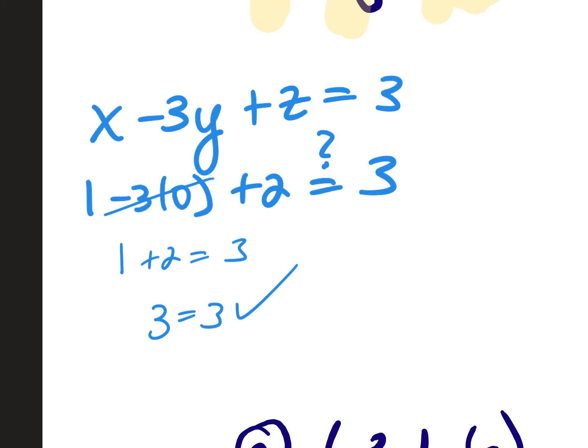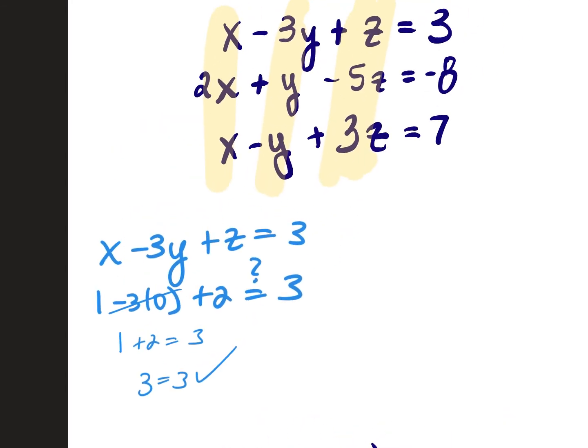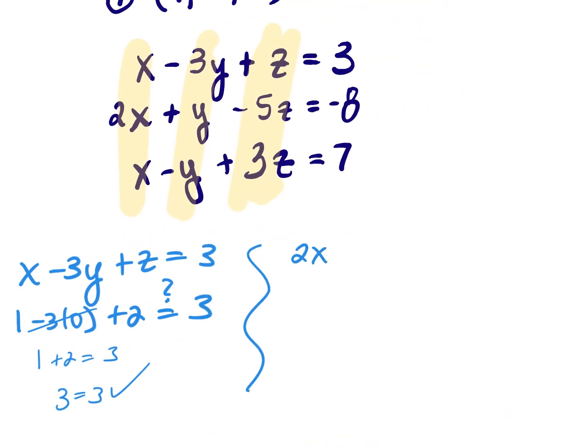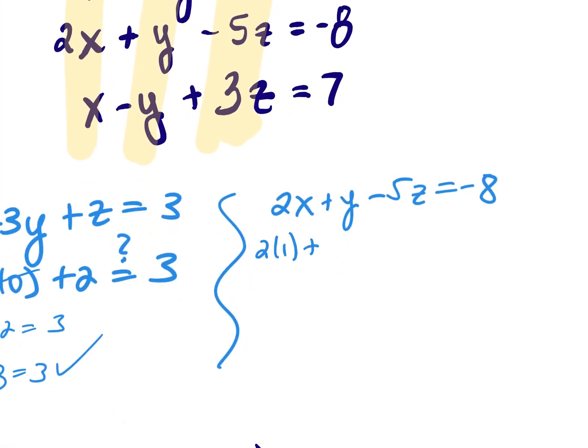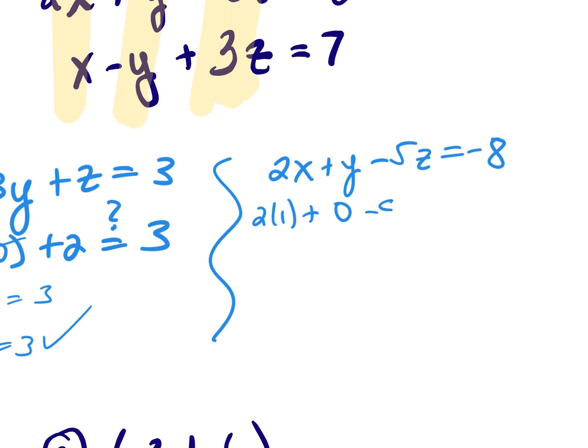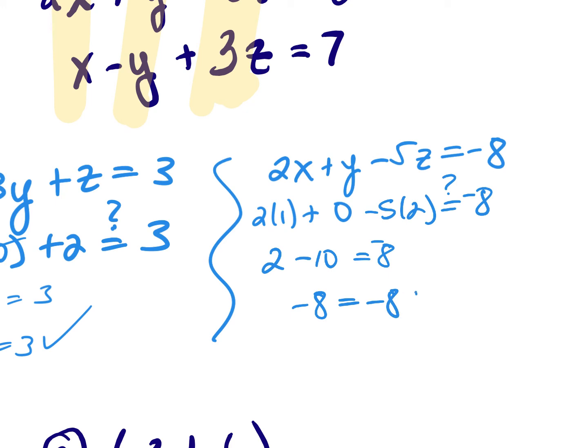Can I just now go, oh, okay, this one's fine? No. I have to now plug into the next equation all three variables, all three values, and see if it works or not. So x is 1, 2 times 1, plus y is 0, right? And then our z, in this case, is 2. I need to substitute in those values to see if it makes the equation true. So 2 times 1 is 2, plus 0. Negative 5 and 2 is minus 10. Does that equal negative 8? What's 2 minus 10? Negative 8. Does negative 8 equal negative 8? Yes. Okay, good.